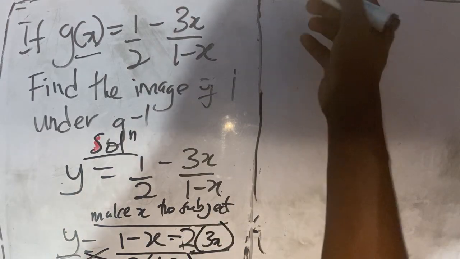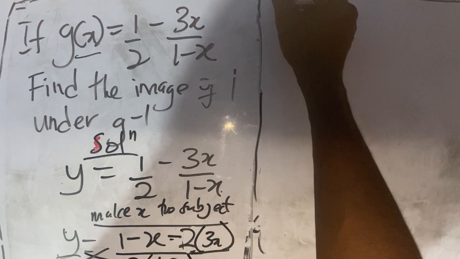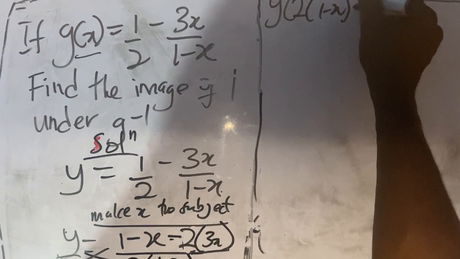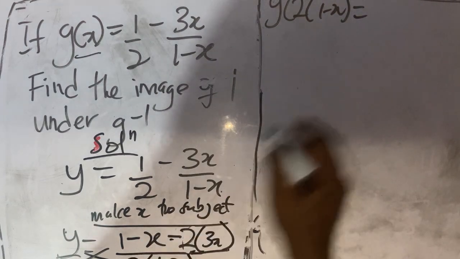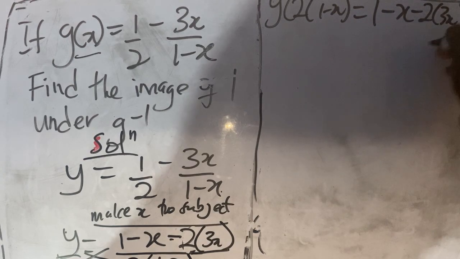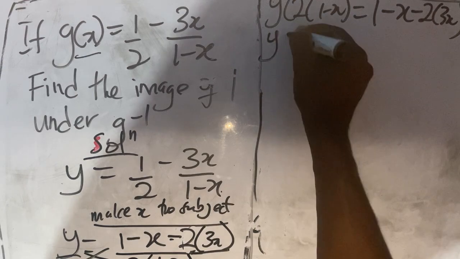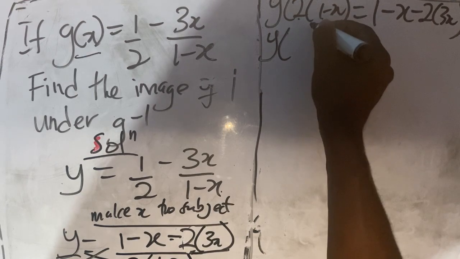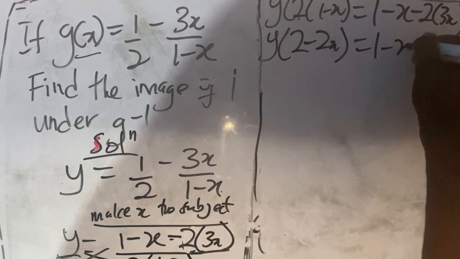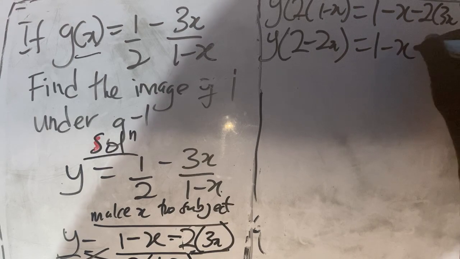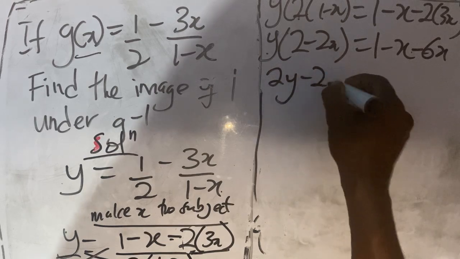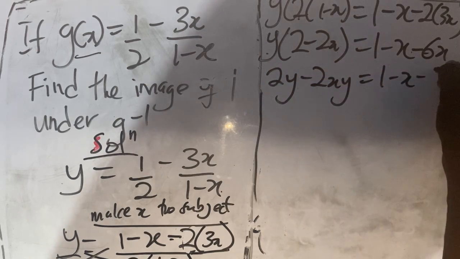From here we have a cross multiplication. We have y multiplying 1 minus x being equal to 1 minus x minus 2 into bracket 3x, right? Let's solve what is inside here. 2 times 1 gives 2, 2 times x gives minus 2x, equal to 1 minus x, and then minus 2 times 3x gives minus 6x. y multiplies the whole of that, which gives 2y minus 2xy equal to 1 minus x minus 6x.